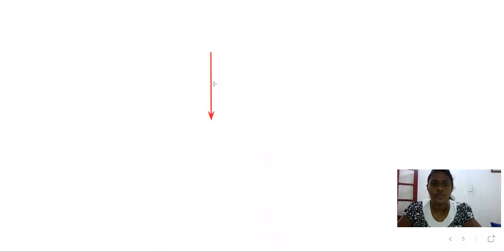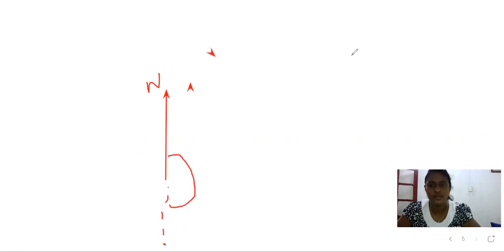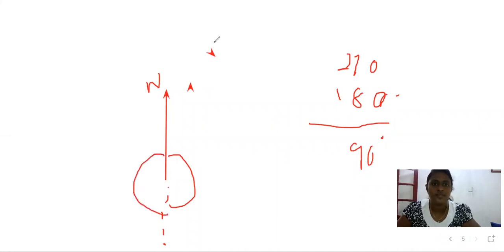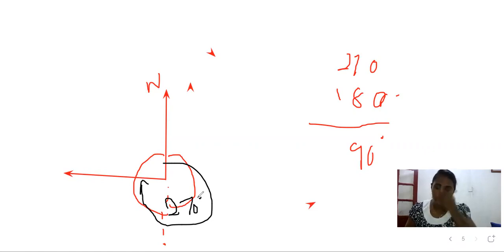You are given to draw 270. First you mark north. Then here, a straight line is 180. Now you are given 270, so you have to subtract 180 and check how much is 270 minus 180. That is 90. Then you turn the compass to the other side, take 90 and draw. So this angle is 270. This is very similar to example 2 that we did. Is it clear now? Yes, teacher.